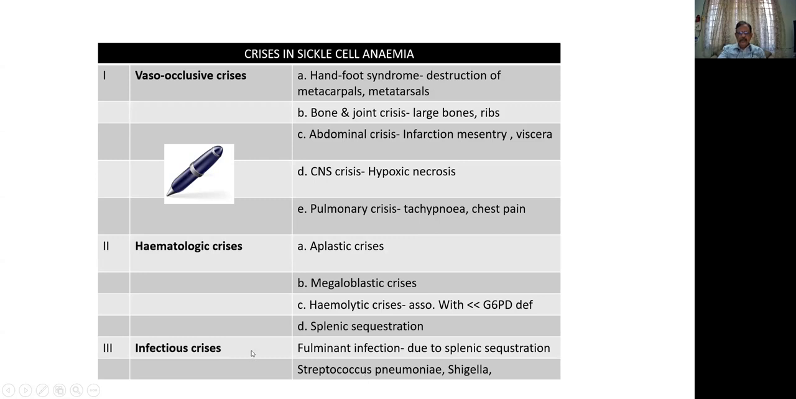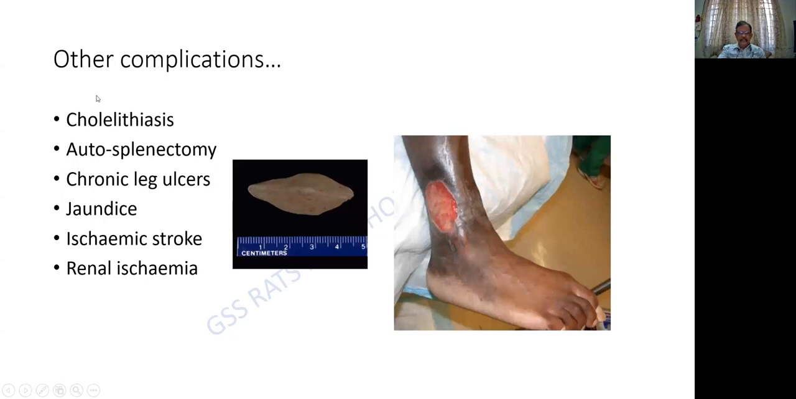So this can be a university question for you people. There can be complications such as polylithiasis, autosplenectomy, or infarction of the spleen, chronic leg ulcers, which we had seen, jaundice, ischemia and stroke, and renal ischemia, again leading to infarction. These are the other complications in sickle cell anemia.